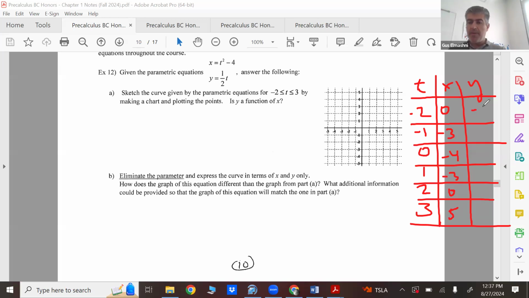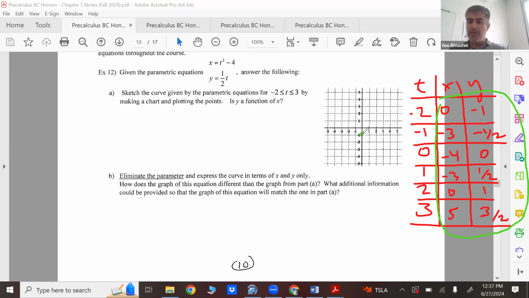Now, let's do the same thing for y. I get -1, then -1/2, then 0. Remember, plugging t in, not x, plugging t in. So be careful. 1/2, 1, and 3/2. But this is really what you're plotting.